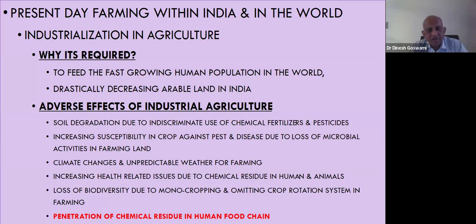Now, some of the adverse effects of industrial agriculture that we are facing. Soil degradation is the major issue due to indiscriminate use of chemical fertilizers and pesticides. There is increasing susceptibility of crops to pest and disease due to loss of microbial activity in farming land, climate change, unpredictable weather for farming, and increasing health-related issues due to chemical residue in humans and animals. Another major adverse effect is the loss of biodiversity due to monocropping and omitting crop rotation. Other traditional methods of farming are not part of modern or industrial agriculture. So we are losing too much biodiversity, in the form of both flora and fauna.